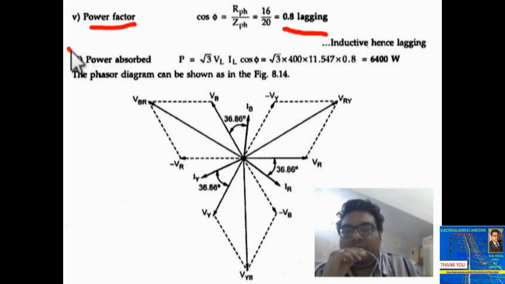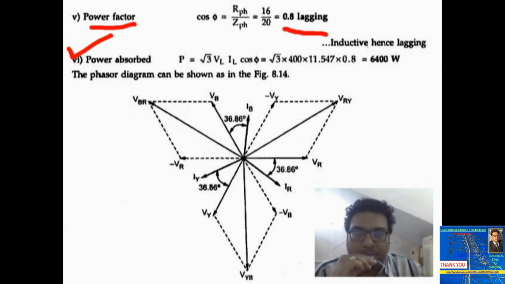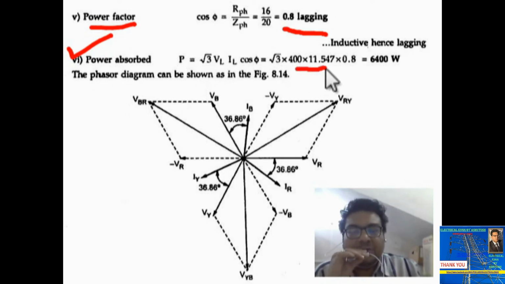And power absorbed, or active power, or power consumed, that is P equal to root 3 VL IL cos phi. So put the values of VL, IL and cos phi. You will get the power, 6400 watt. And guys, you can draw the phasor diagram.